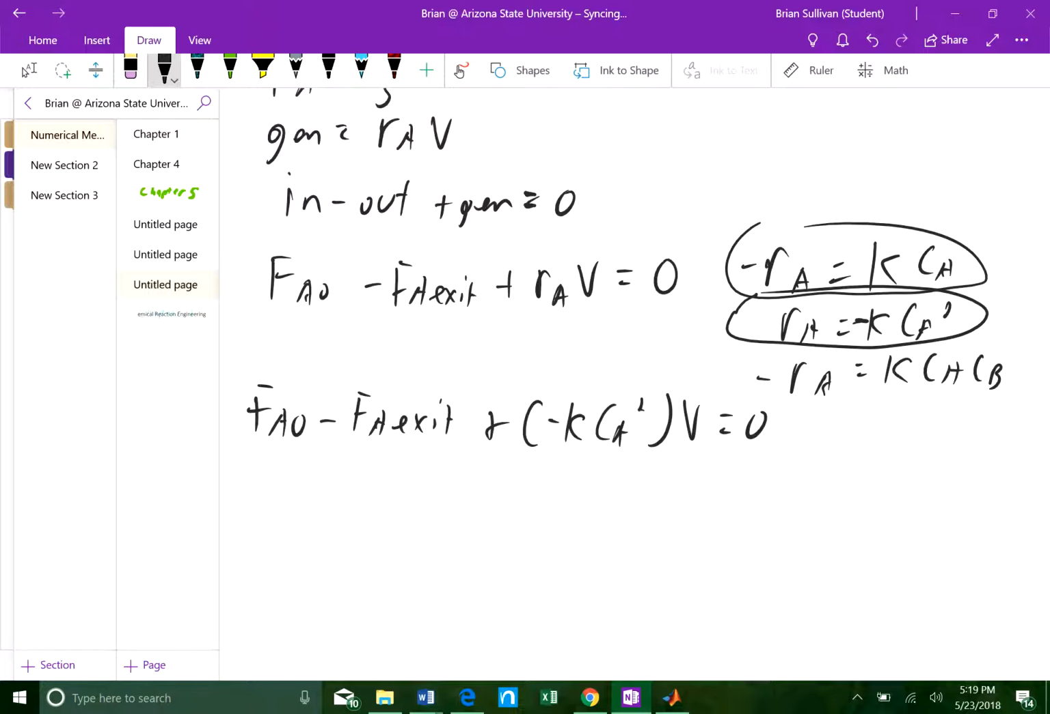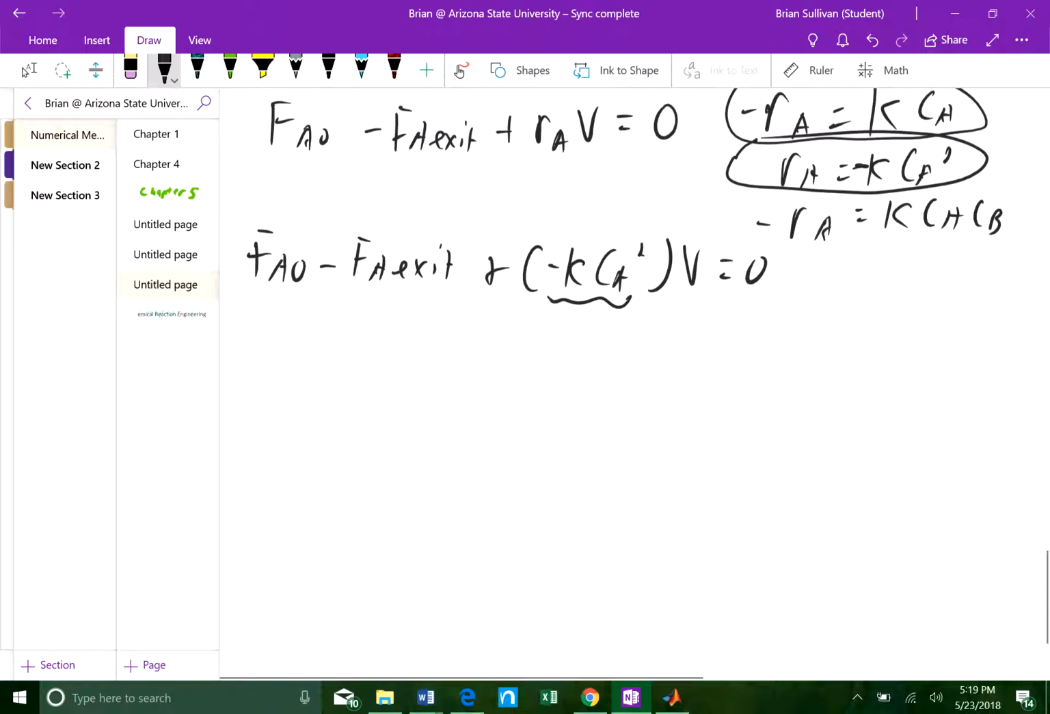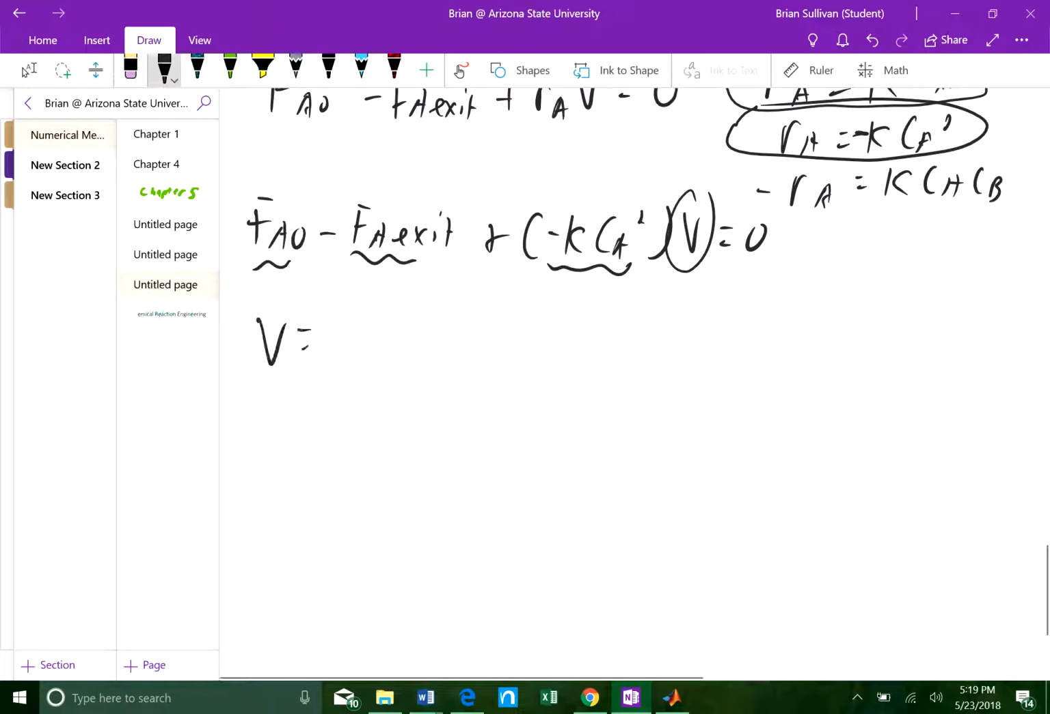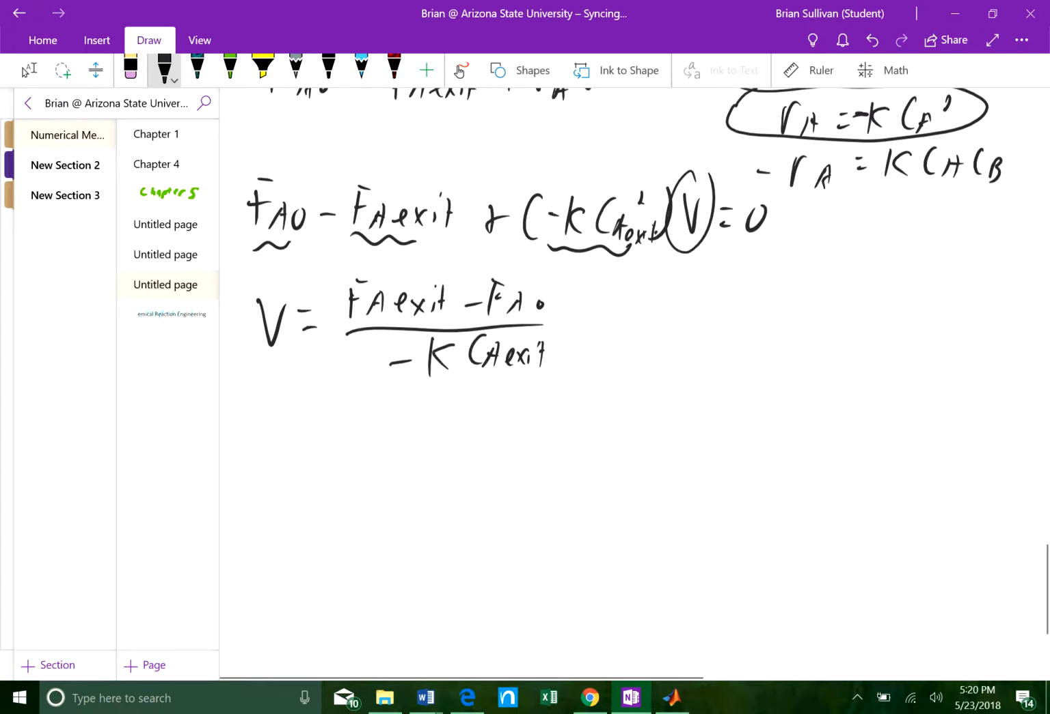So in these kind of problems, what they're going to ask you is to size the reactor. And sizing the reactor basically is another fancy word for solving for volume. Okay? If you want to meet the conditions, what volume do you need? So let's solve for V. V is going to be equal to, let's add FA exit to this side, minus FA0. These are molar flow rates over negative K CA exit squared. Because that's the concentration inside the reactor, the exit concentration, due to the assumption we made of well mixed.